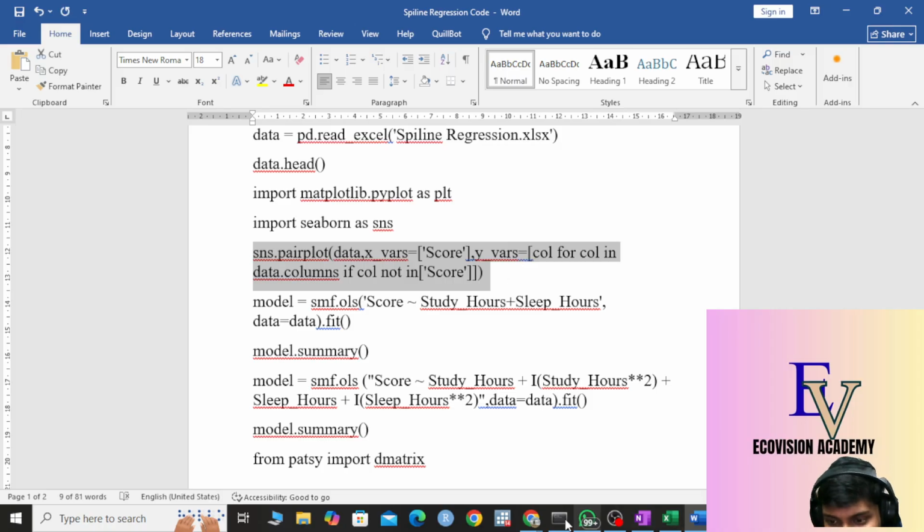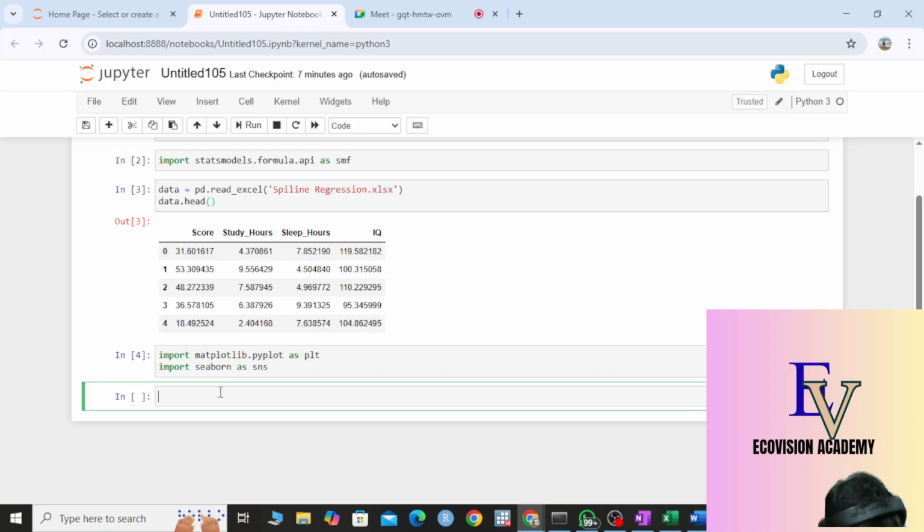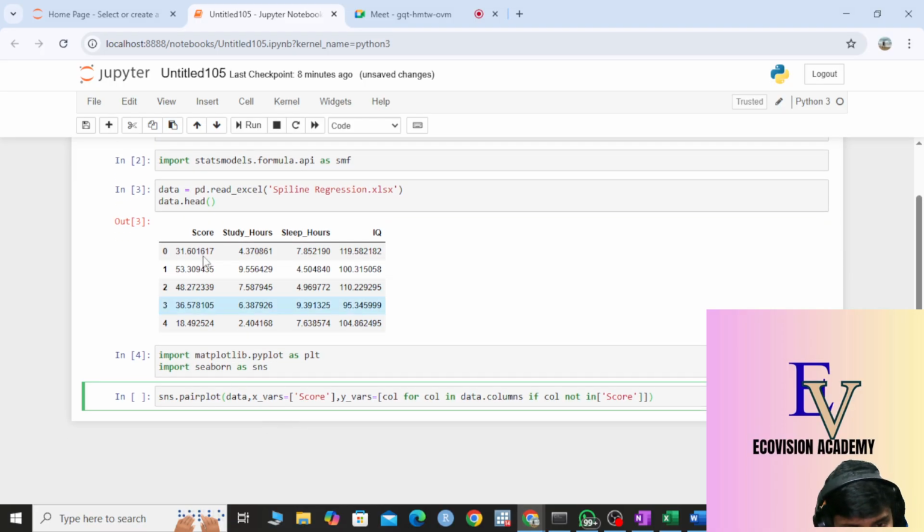Okay, now we write. See what we write. We write sns dot, what kind of plot are we using? Pair plot. Our data, what is the name of our data set? It is data. So we have given data, comma, x_vars. Do you know what x_vars is? x_vars means x variables. And we have given the y_vars. We have to see the pair plot between the x variables and the y variable.